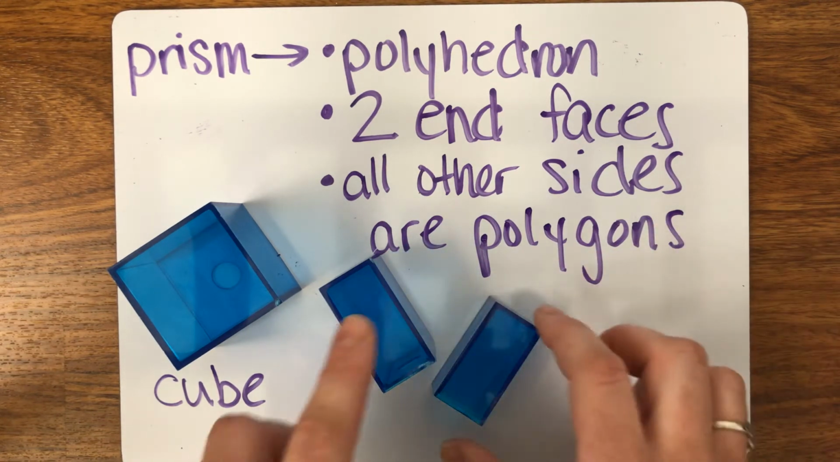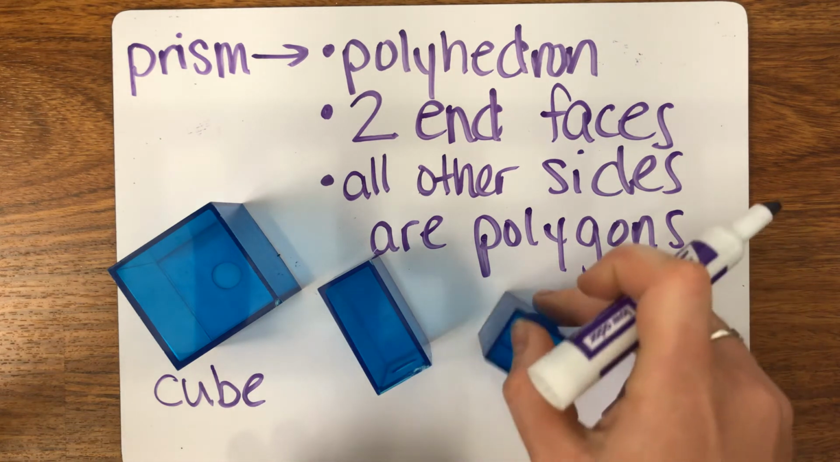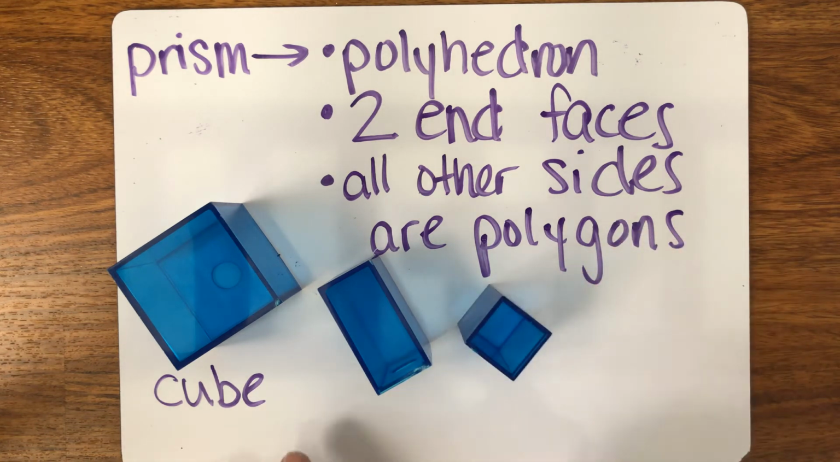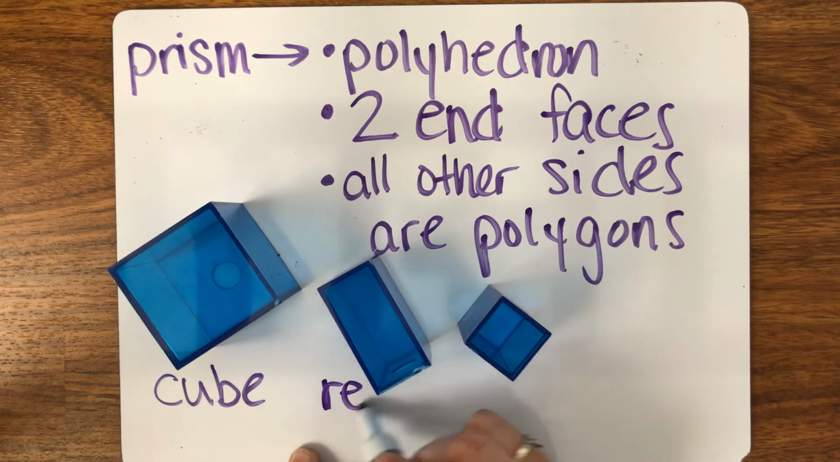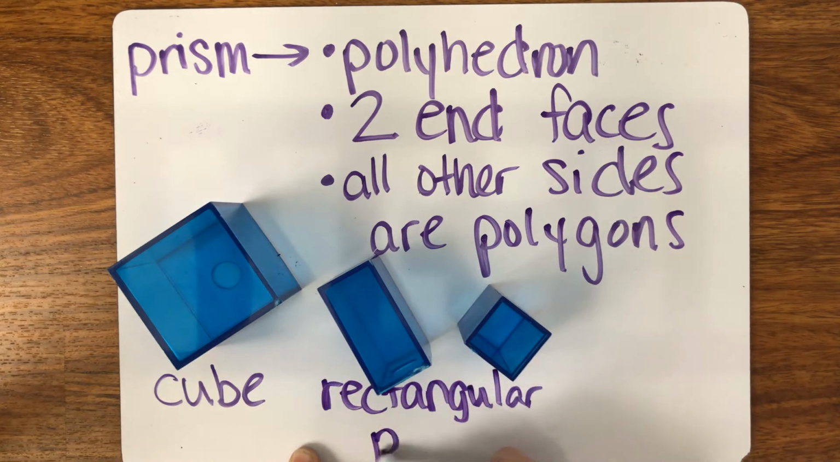So both of these prisms are called rectangular prisms. And they're called rectangular prisms because they're made of rectangles, which makes sense, okay?